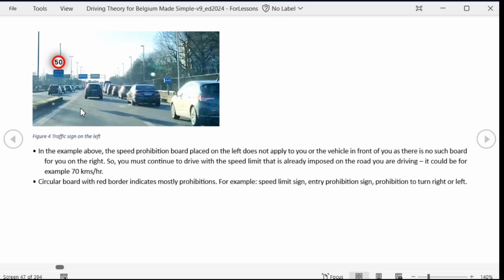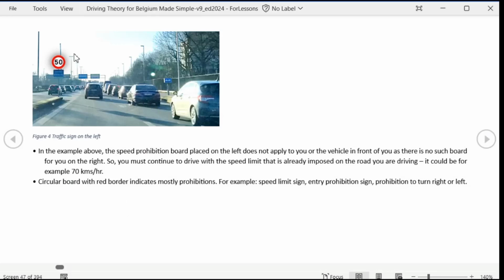As we discussed, traffic boards are placed on the right, which means that only the vehicles on this road should follow this traffic board. The vehicles driving here on the left should follow this 50 kilometers per hour speed. The vehicles on the right side can continue driving at the speed that was already imposed on them. Maybe they are already driving at 70 kilometers per hour, so they can continue at 70. This traffic sign does not apply to them.